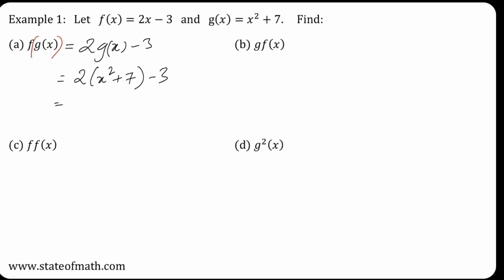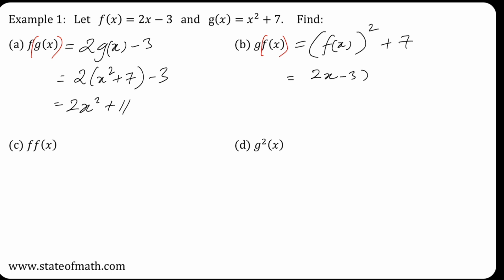If I want, I can expand this. I get 2x squared plus 14 minus 3, which gives me plus 11. For part B, the roles are reversed. F of x is the internal function, and this is used as an input into g. So what does g do? It takes the input, f of x, squares it, and then adds 7. So this is equal to (2x minus 3) squared plus 7.